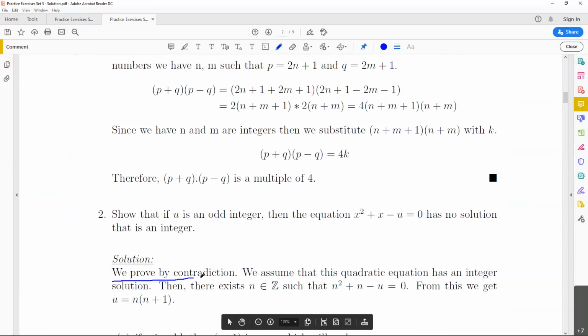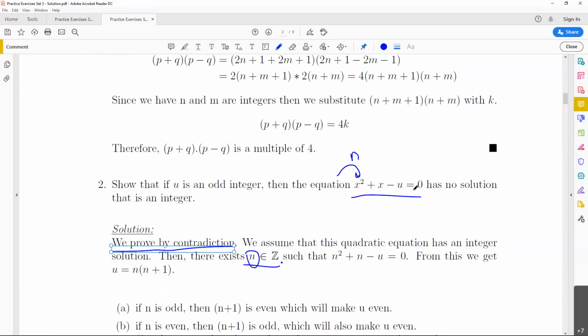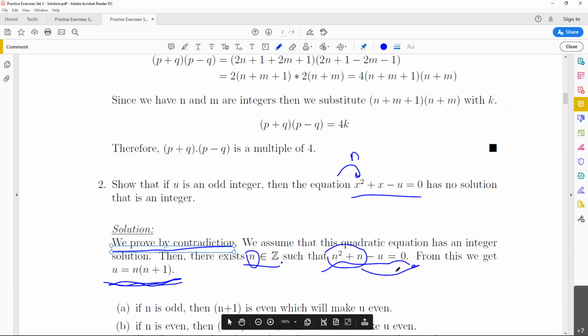We prove by contradiction. So again, we want to prove that this doesn't have a solution. So your assumption should be, hey, assume that it does have a solution, and this solution is n. So there exists some integer n in Z. You plug it in the equation, and it does have a solution. So n squared plus n minus u does equal 0. In other words, u is this. So you take u to the other side, take n in common. So u is n times n plus 1.